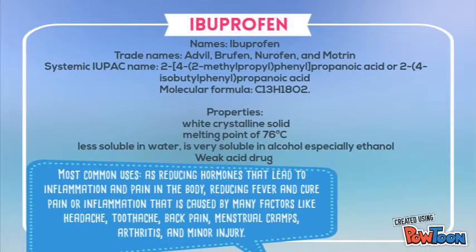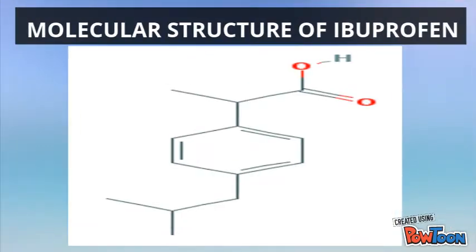Ibuprofen. The trade names of ibuprofen are Advil, Brufen, Nurofen, and Motrin. Ibuprofen's most common use is reducing hormones that lead to inflammation and pain in the body, reducing fever, and curing pain or inflammation caused by many factors like headache, toothache, and many more. This is the molecular structure of ibuprofen.